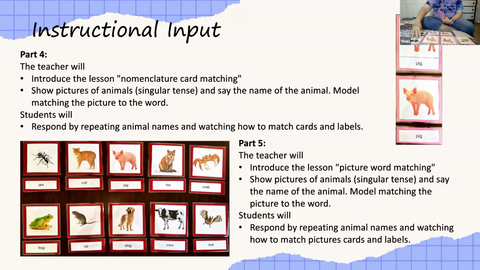There's the cow. All right. Now I have a crab. Nah, not the same. That's a fox. I need frog. There's the frog. All right, so we matched all 4 cards that I have in front of me. If I were doing this with the students, I would do all 10 cards.